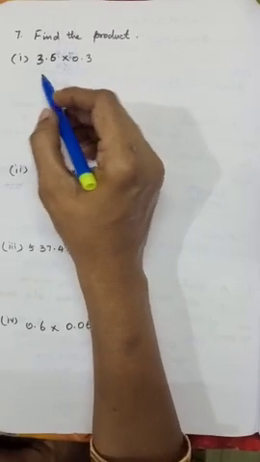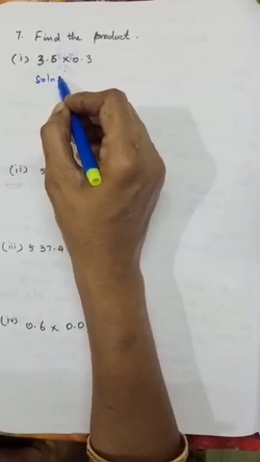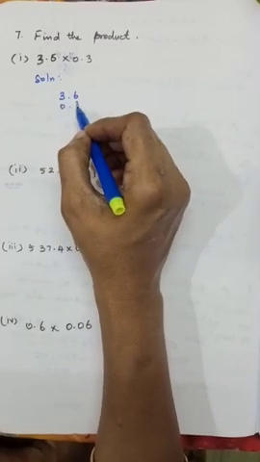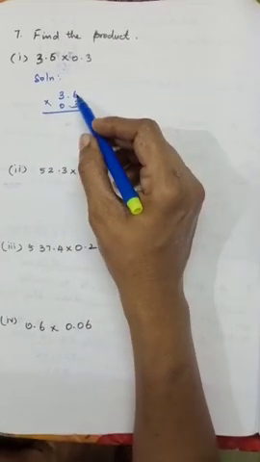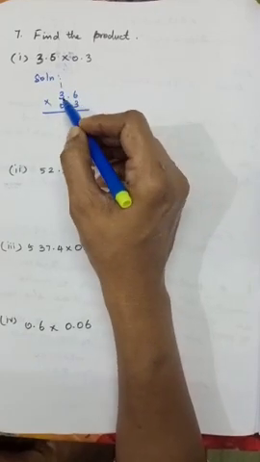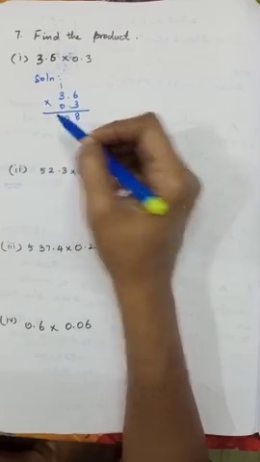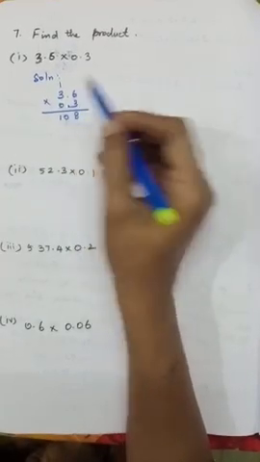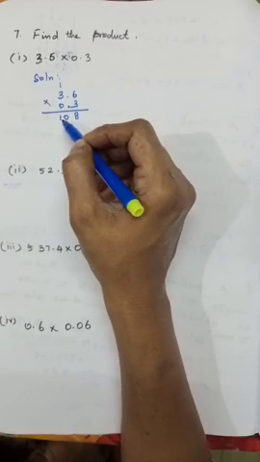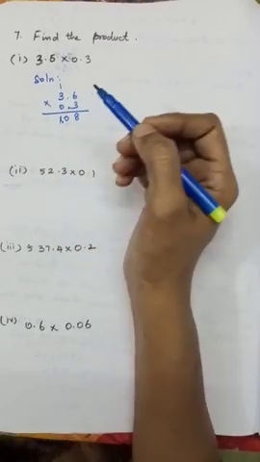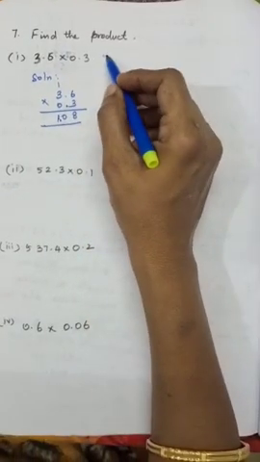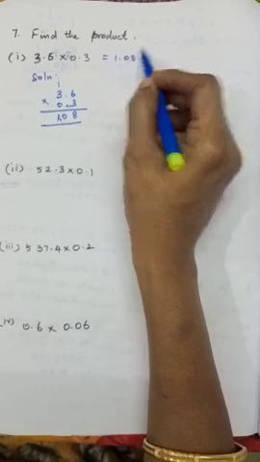We have to multiply. Solution, multiply and write. 3.6 into 0.3. We have to multiply. 6 3s are 18. 8, remainder 1. 3 3s are 9 plus 1 is 10. Here 0 only. So after 2 digits we have to keep point. So the answer is 1.08. The answer is equal to 1.08.